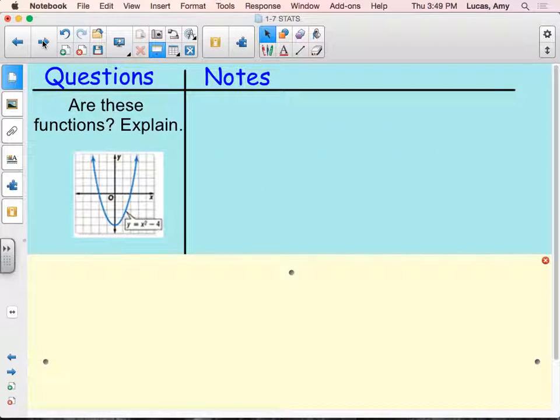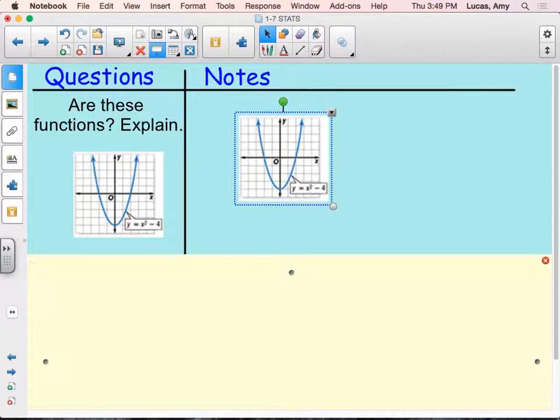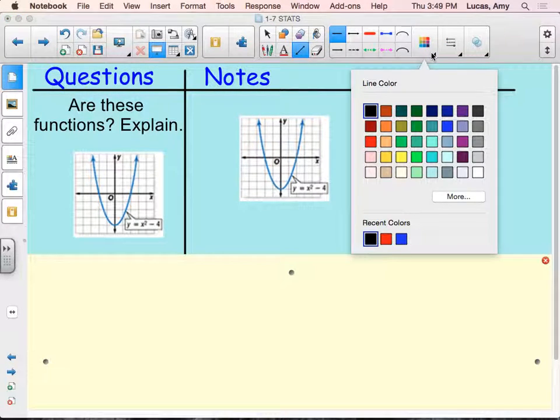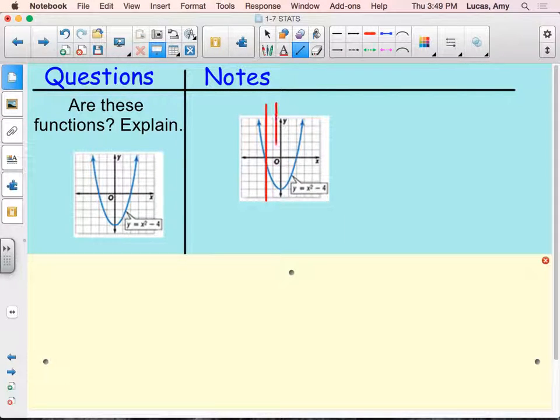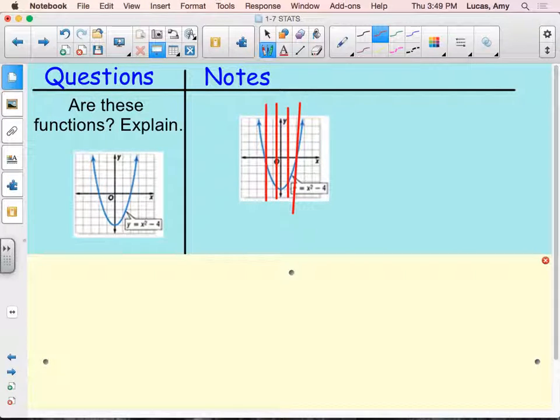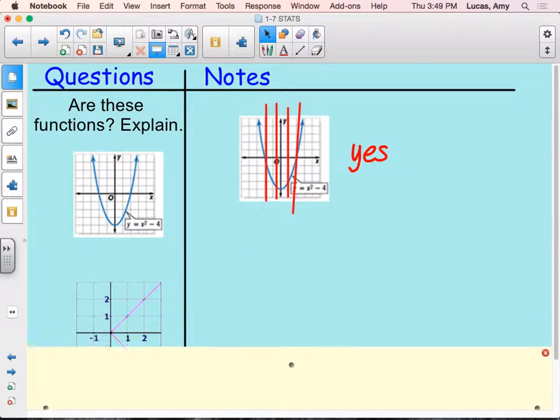All right, let's try out that vertical line test. So I'm going to take my graph and clone it over here. And I'm going to use my line drawing tool to draw some lines to see if it passes the vertical line test. Each of these lines has to hit my graph once. They're not exactly vertical, but we'll accept it. Each one hits once, so yes, that passes the vertical line test.